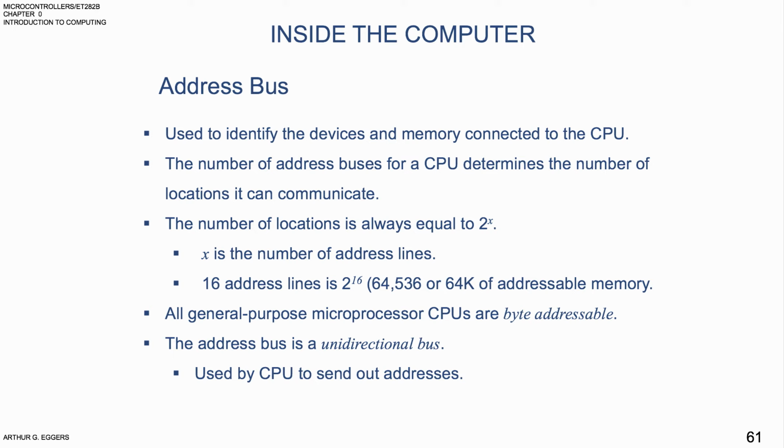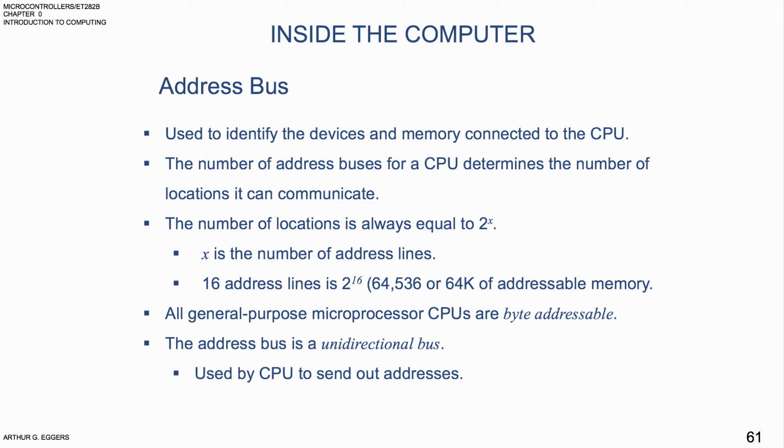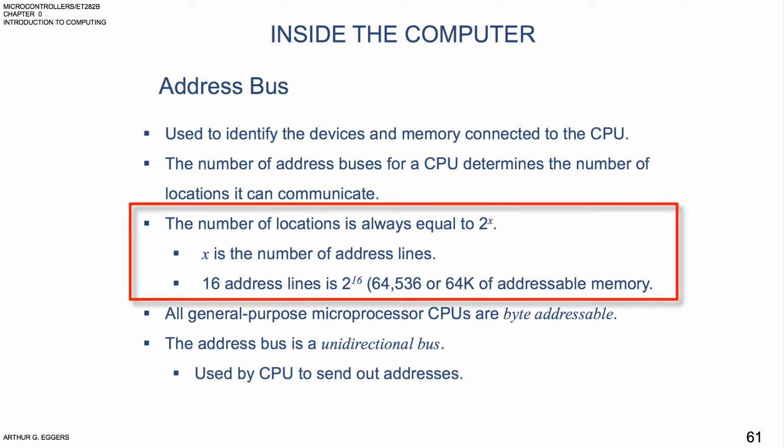Because the address bus is used to identify the devices and memory connected to the CPU, the more address buses available, the larger the number of devices that can be addressed. So in other words, the number of address buses for a CPU determines the number of locations with which it can communicate. The number of locations is always 2 to the x, where x is the number of address lines, regardless of the size of the data bus.